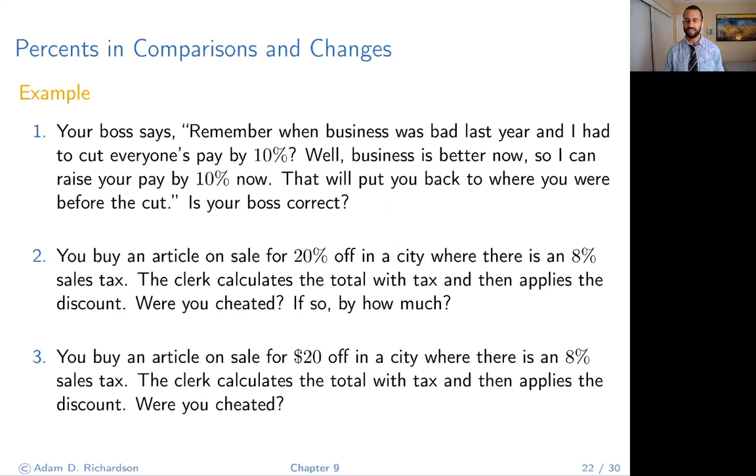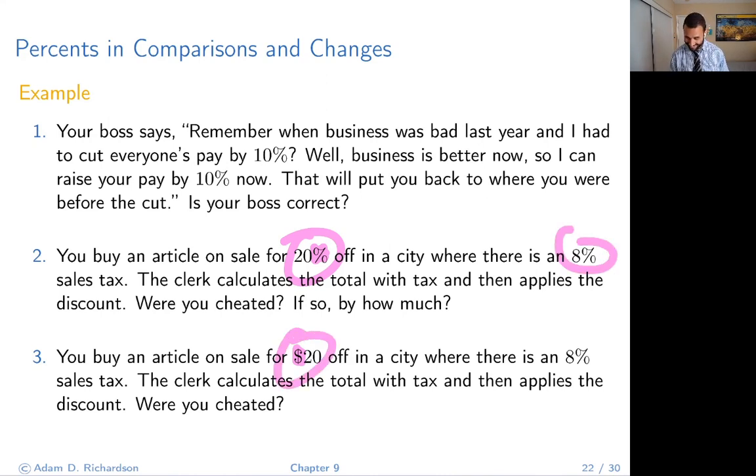You see the difference? It's right there. In the first one, it was a 20% discount. In the third one, it's a $20 discount. That's actually a very important distinction because this is a multiplicative discount and this is an additive discount.